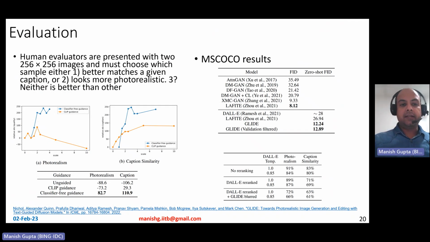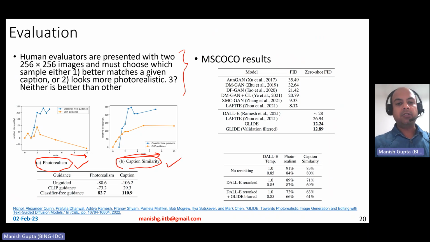People evaluated CLIP guidance versus classifier-free guidance first. Human evaluators were asked two questions. Questions related to photorealism: which of them looks more like a realistic photo? And also questions related to caption similarity: which of them looks like a better match for the caption? The images are obtained using CLIP guidance and classifier-free guidance by varying the scale, the s value. On both these quality measures, photorealism and caption similarity, they found the blue line to be better, which is classifier-free guidance rather than CLIP guidance. Although the CLIP model has been so popular, classifier-free guidance actually seems to be doing better.